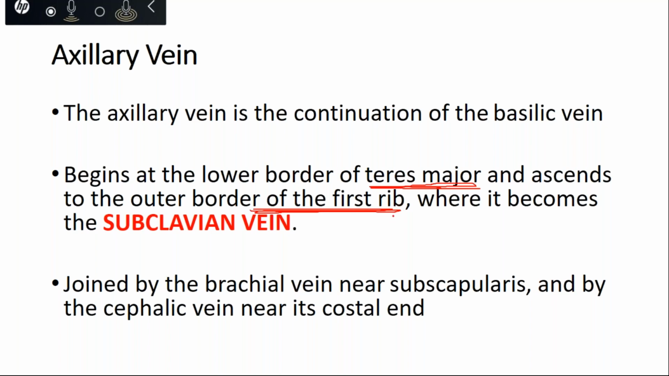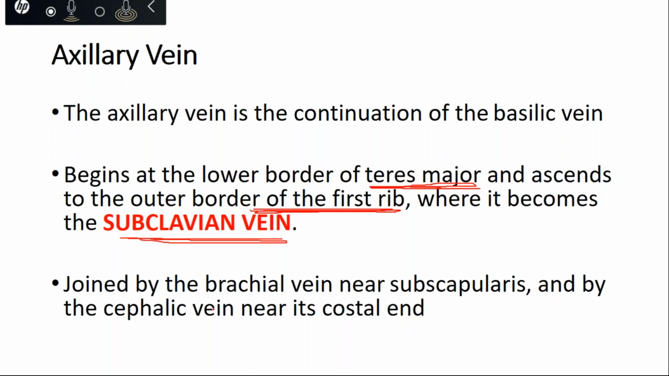What happens after the first rib? The same vein, the axillary vein which is continuing, is now given a different name, which is the subclavian vein. The basilic vein ascends beyond teres major and is called the axillary vein until the first rib. Beyond the first rib, it is called the subclavian vein.